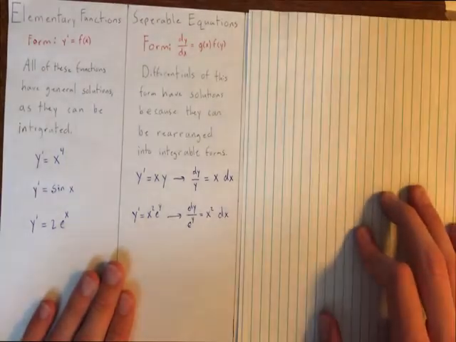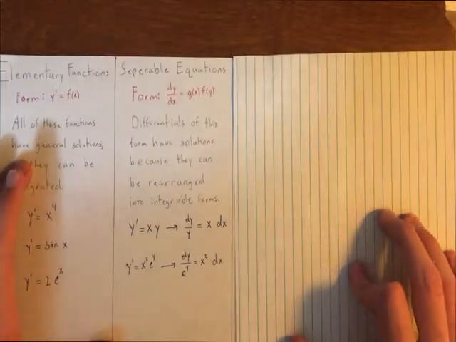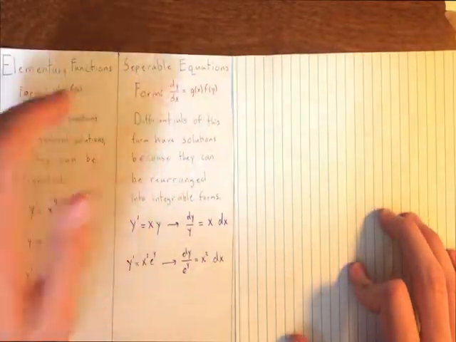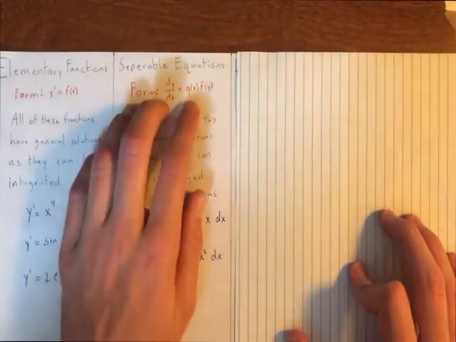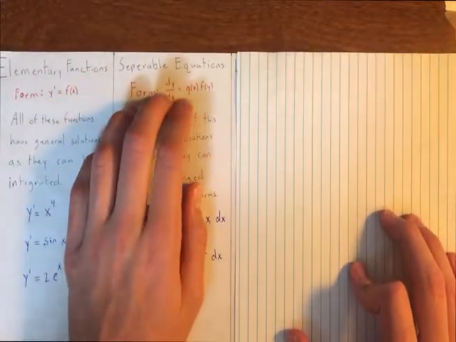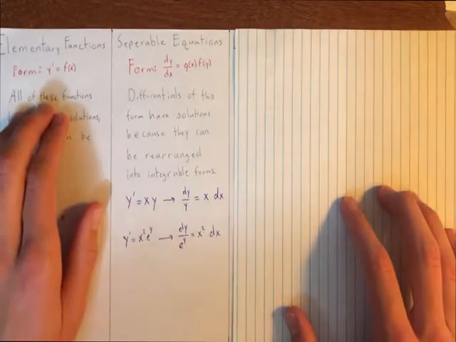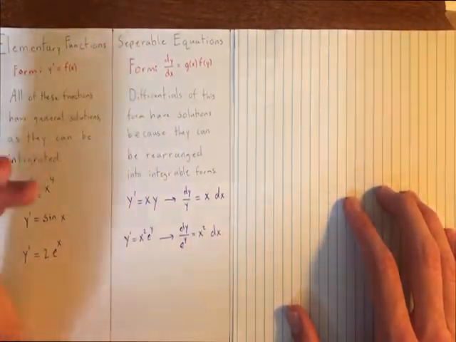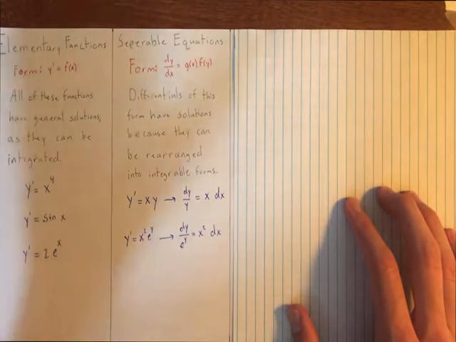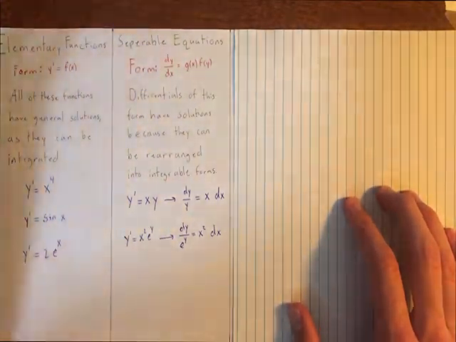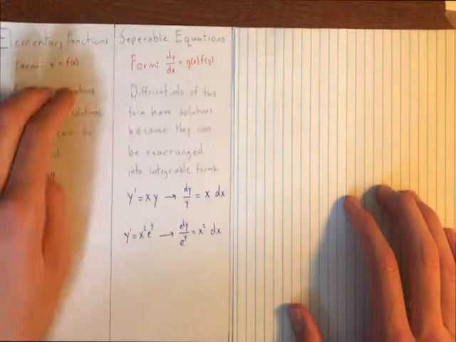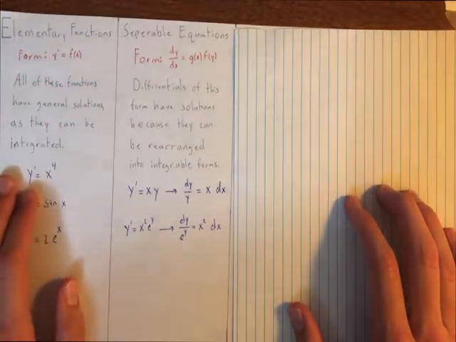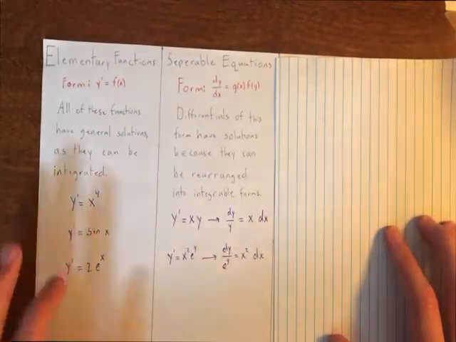So next, we have separable equations. These are of the form dy/dx or y prime equals a function of x times a function of y, g of x and f of y. These do have general solutions because they can be rearranged into integrable forms, because the x's and y's can be isolated from each other. Just like in this, where our y is all on one side and our x's are all on the other side.